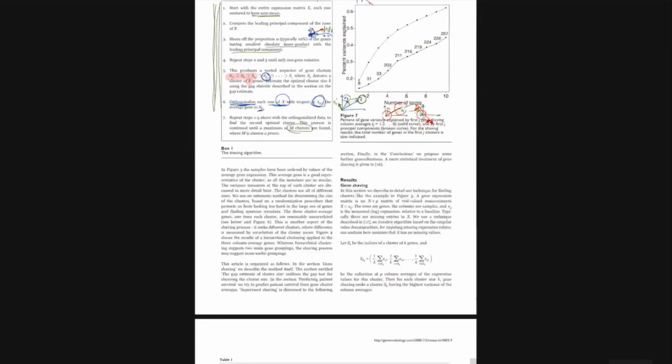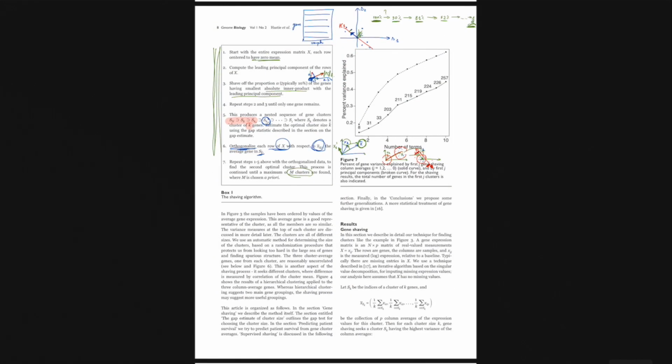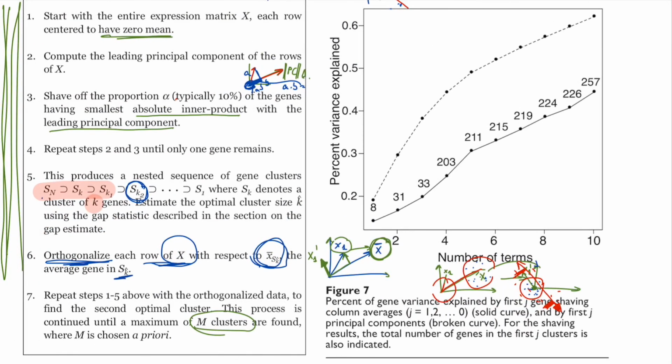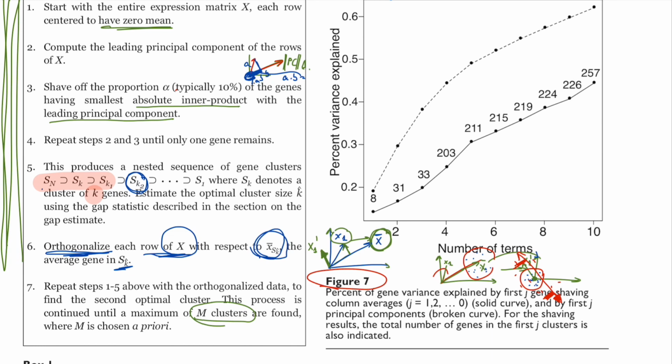Now, this method is fully unsupervised, but they also propose an extension for making it supervised. Now, before that, I want to show some of the results that they got in the paper. So let's look at this figure, figure 7. This is the percentage of gene variance that is explained by the first J gene shaving column averages.